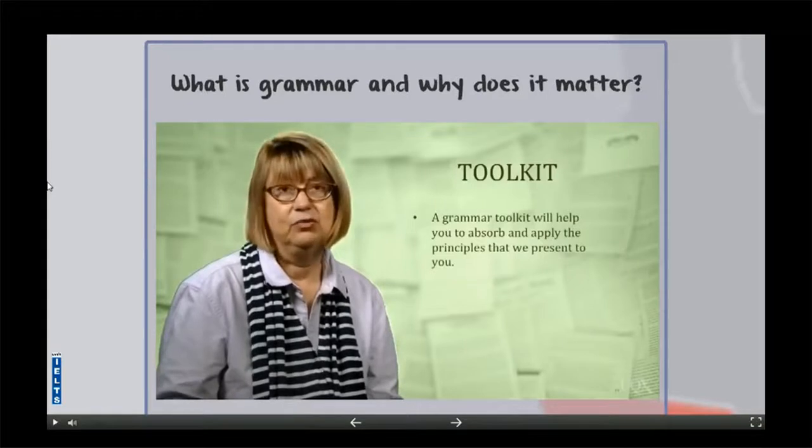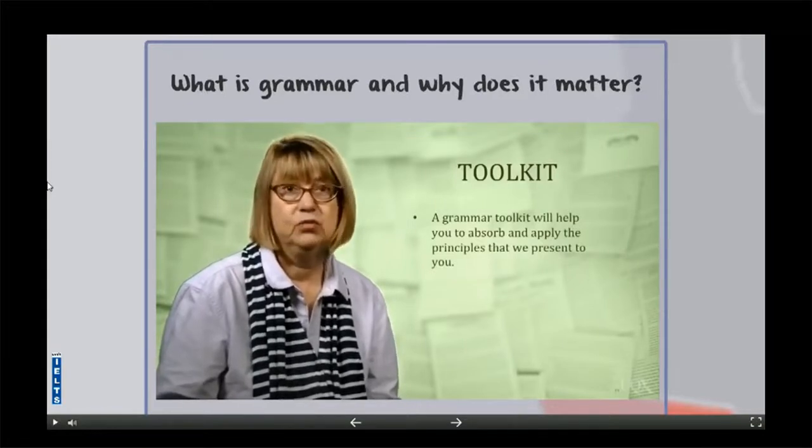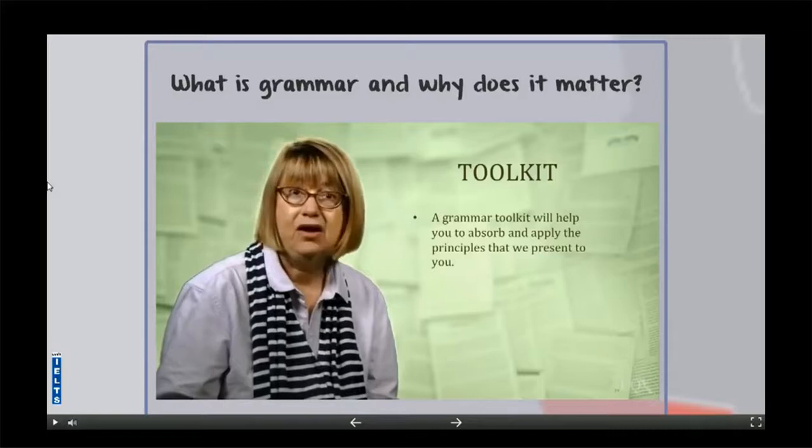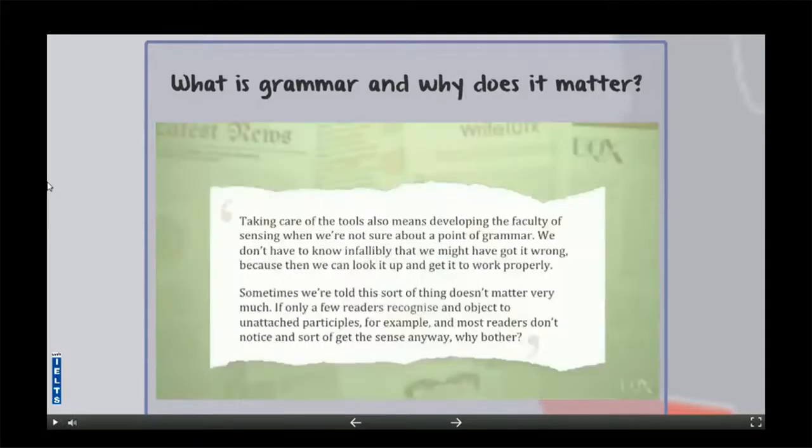A knowledge of grammar will provide you with a wonderful toolkit that will give you greater confidence and greater power over your writing. The novelist Philip Pullman, in an article in The Guardian, says that taking care of the tools means developing the faculty of sensing when we're not sure about a point of grammar. We don't have to know infallibly that we might have got it wrong, because then we can look it up and get it to work properly.